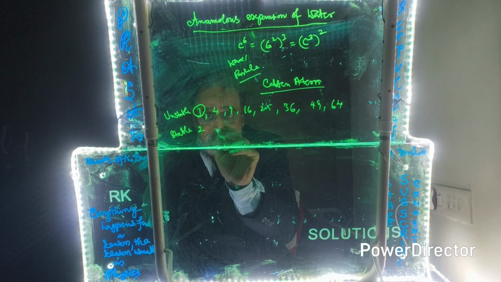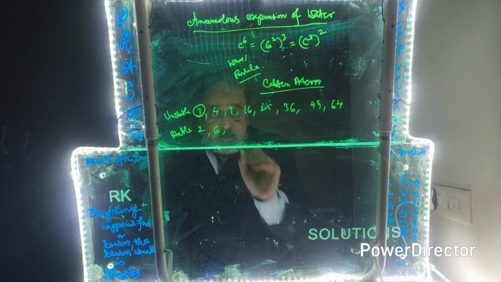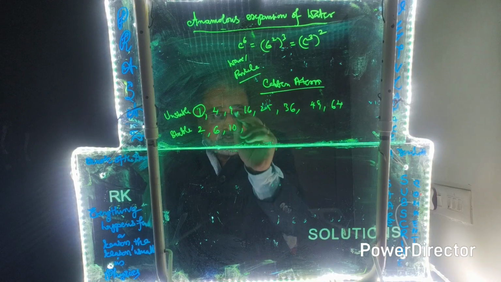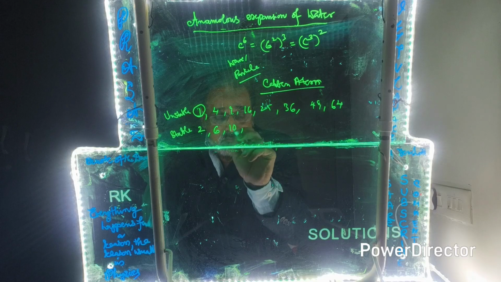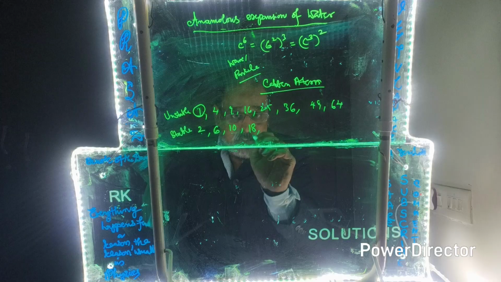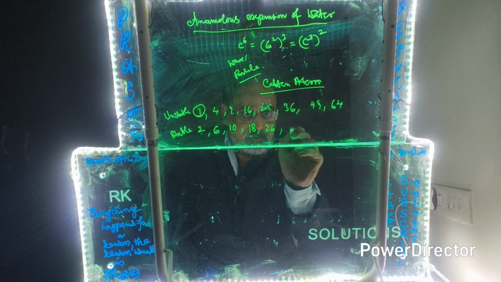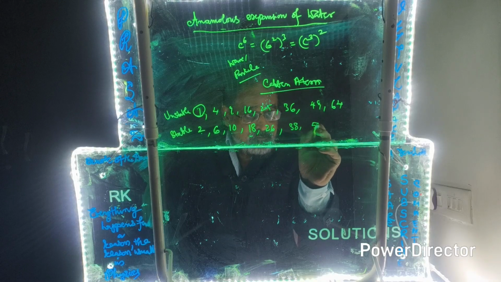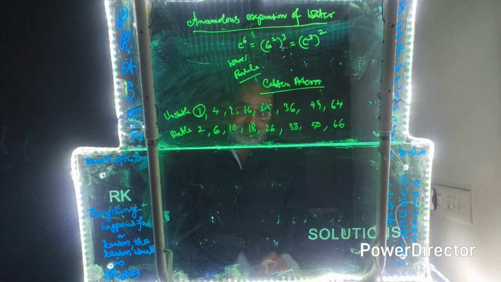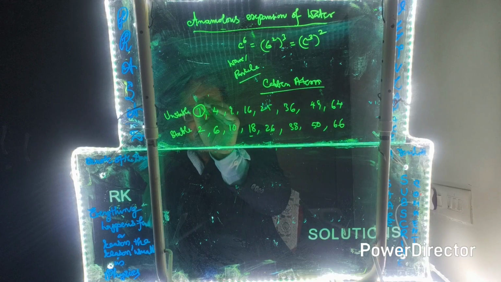1 becomes 2, 4 acquires 2 more to become 6, 9 takes 1 more and becomes 10, 16 takes 2 more and becomes 18, this takes 1 and becomes 26, it becomes 38, this becomes 50, this becomes 66. These are basically nothing but the elements. These are elements.